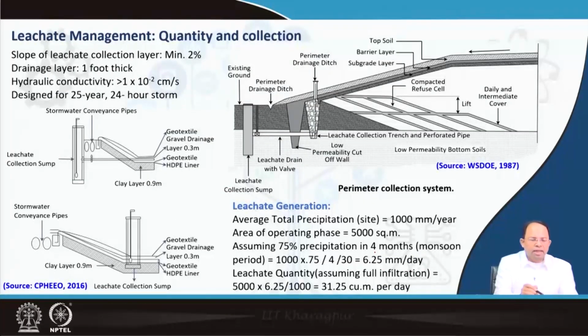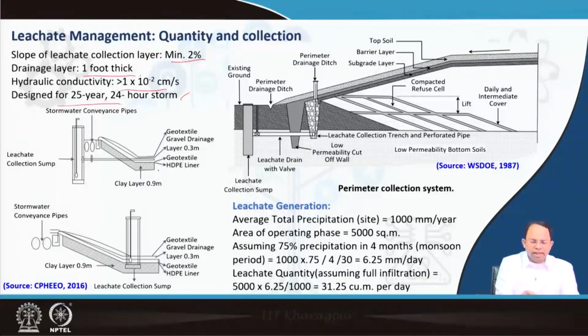Now coming to quantity and collection, first of all there has to be a minimum slope given to allow the leachate to flow, right? The drainage layer is 1 foot thick, and the hydraulic conductivity of the drainage layer is greater than 1 × 10^-2 centimeter per second. This we have discussed in the earlier lecture as well. It is designed considering a 25-year, 24-hour storm. That means the maximum storm intensity for a 24-hour period in the last 25 years is considered while designing this drainage layer.